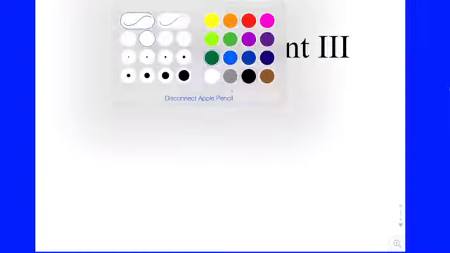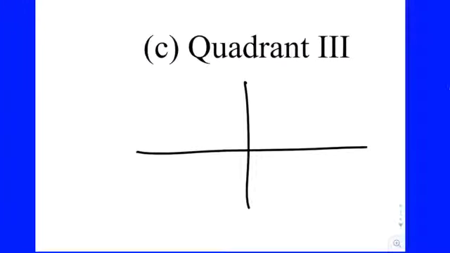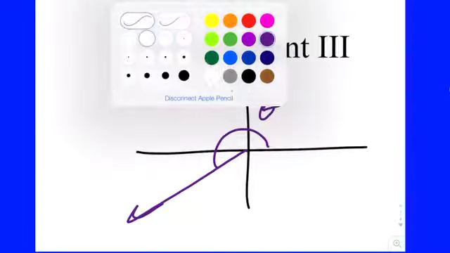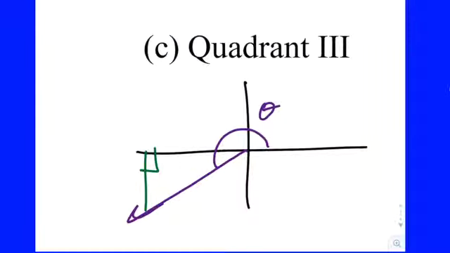All right, quadrant 3, let's just quickly draw it. Quadrant 3, somewhere over here. There's theta. Drop a perp, and boom, you got yourself a reference triangle. This is the point xy again.